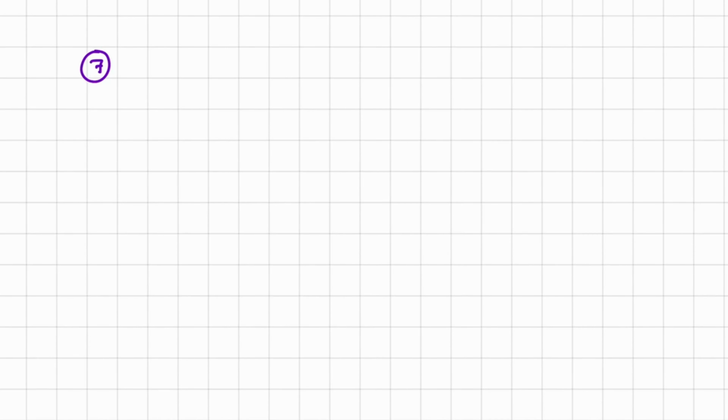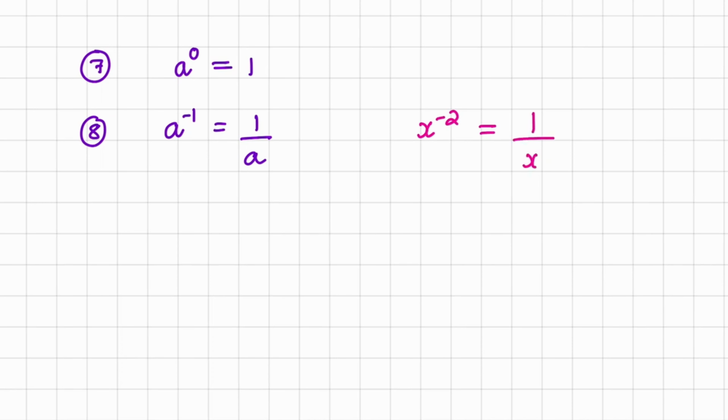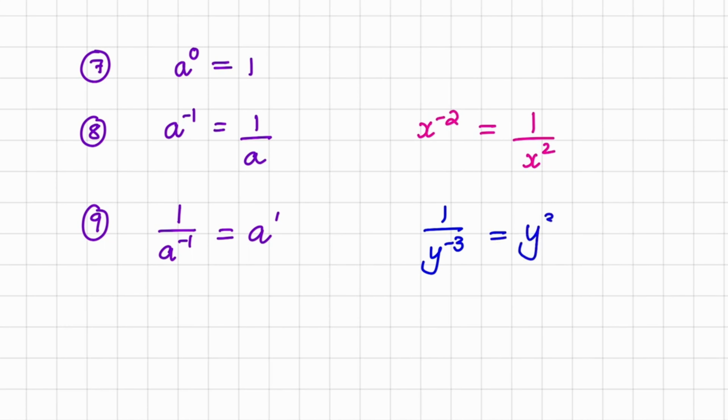Other properties that we have learned is anything raised to the power of 0 is equal to 1. And if I have a to the power of negative 1, that's the same as saying 1 over a. So if I have x to the power of negative 2, that would be the same as saying 1 over x squared. And if I have, for example, 1 over a to the power of negative 1, that would be a to the power of 1. So let's say, for example, I have 1 over y to the power of negative 3. That becomes y to the power of 3.